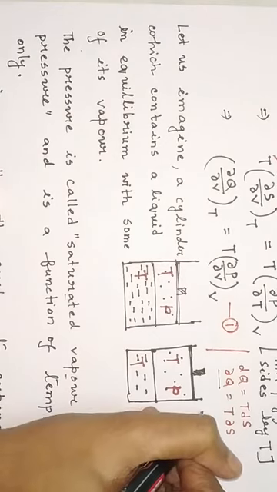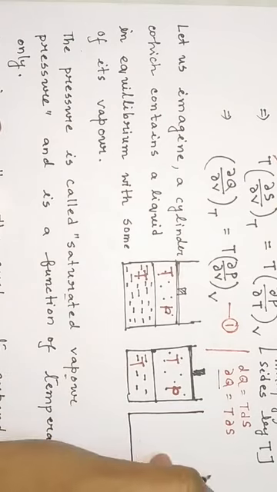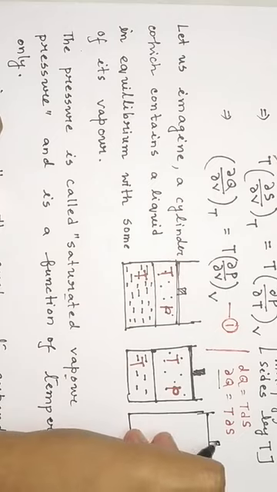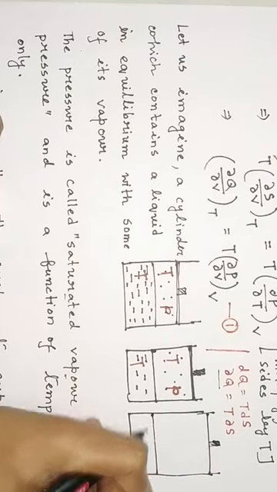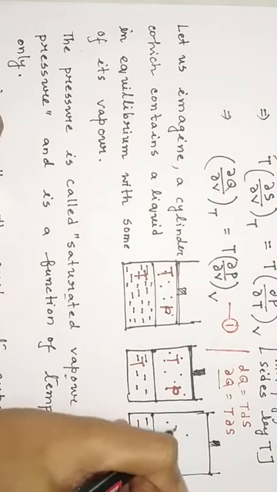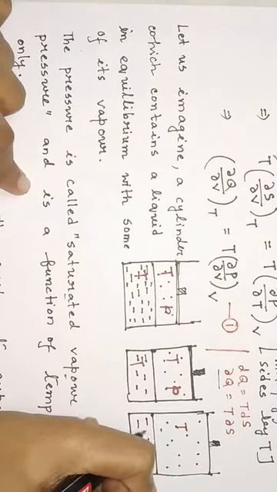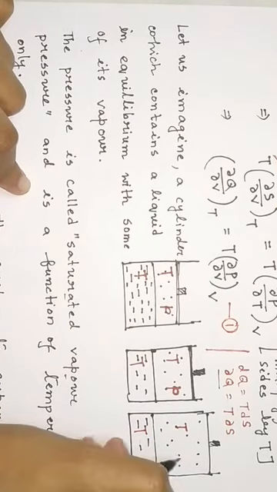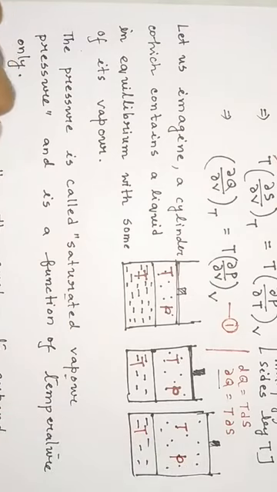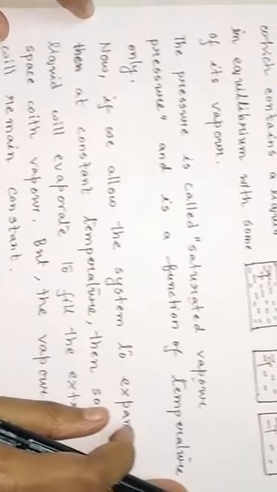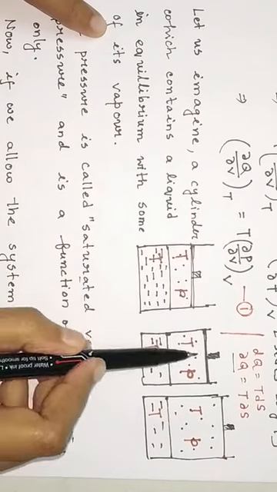So in this way, if we keep on increasing the volume, suppose we increase the volume even further, then what will happen? More and more liquid will convert to vapor. But as the temperature is constant, we are increasing the volume keeping the temperature constant, then the vapor pressure P will also remain constant. So now if we allow the system to expand, as you see according to this diagram, we have allowed the system to expand.